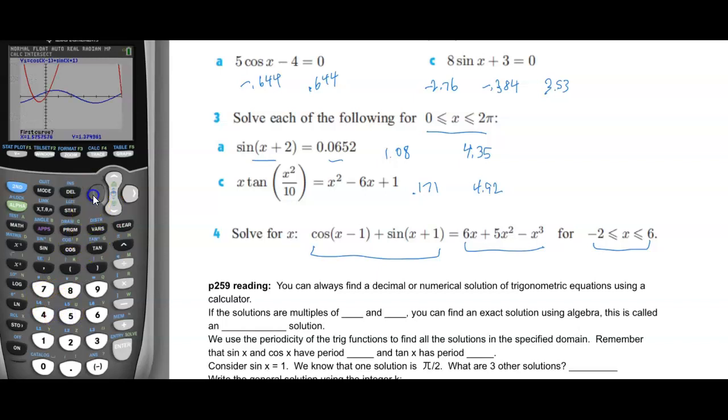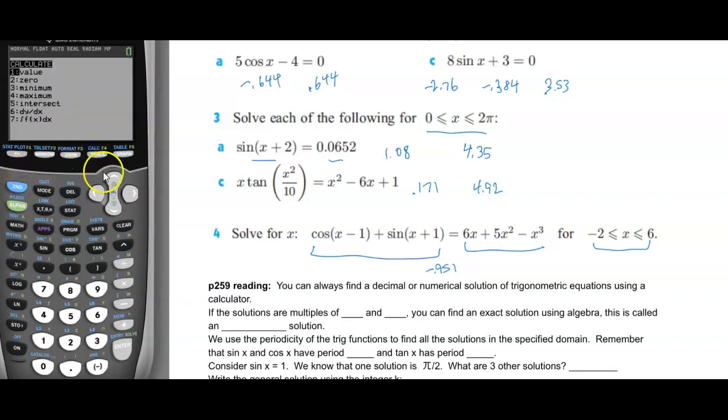Just put the cursor close to the left one, and then we'll hit enter 3 times. Enter, enter, enter. And the answer is negative 0.951. Negative 0.951. And now let's do the second one.